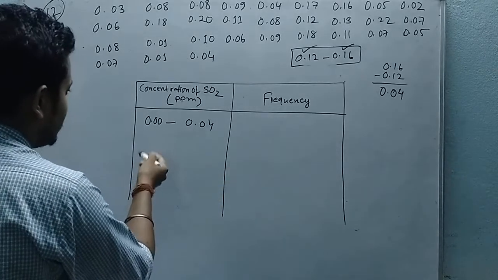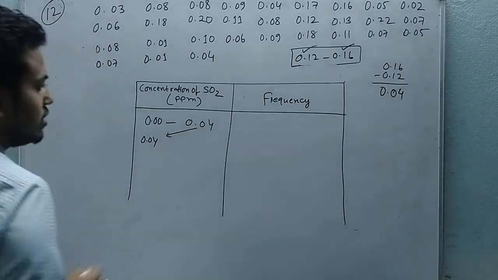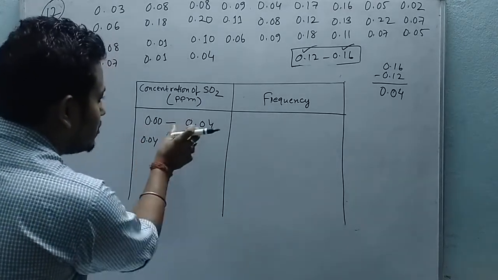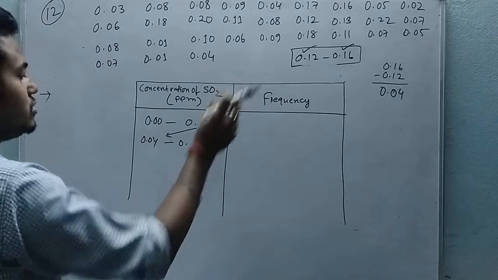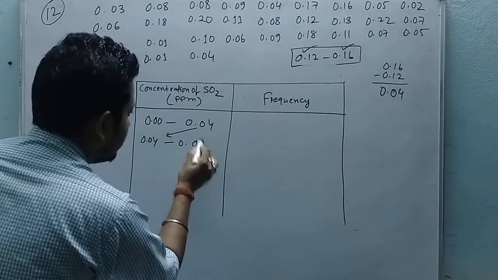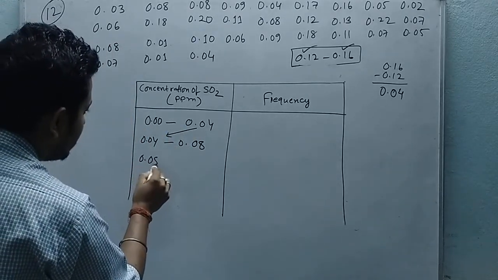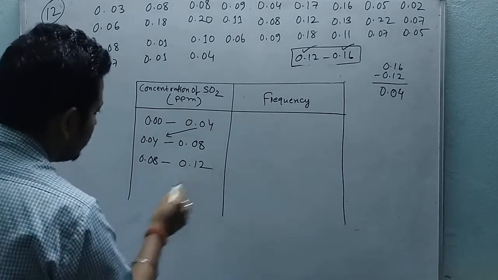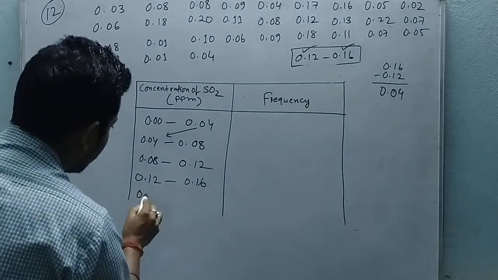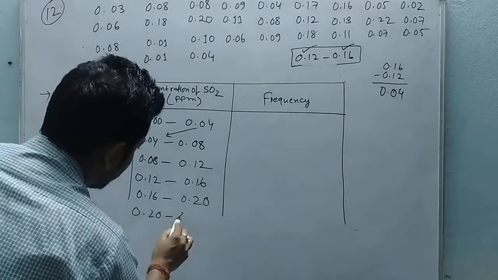In the next, means in the second, it will come 0.04, means this will be in continuous form. So 0.04 to, the length should be 0.04, right? So after 0.04, how much will come? 0.08, okay? Again, this will repeat: 0.08 to 0.12, then 0.12 to 0.16, then 0.16 to 0.20, then 0.20 to 0.24.